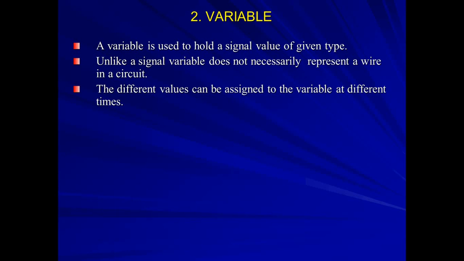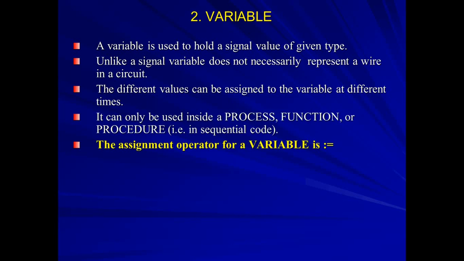Now, the second language element is a variable. A variable is also used to hold a value of a given type. But unlike a signal, a variable does not necessarily represent a wire in a circuit. Different values can be assigned to the variable at different times. It can only be used inside a process, function and procedures. Means we can declare a variable inside a process, function or procedure, that is, inside the sequential code.